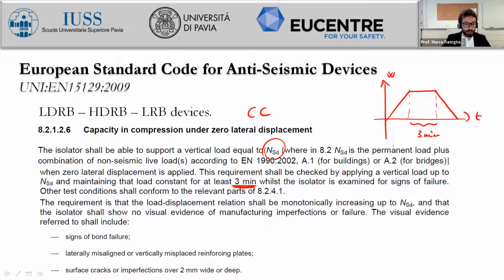Other issues to check are obviously surface cracks, imperfections, and so on. This is just to see if the device is able to withstand the design vertical load. We have to remember that these devices are just structural bearings at the beginning, and then they could also be isolation devices.